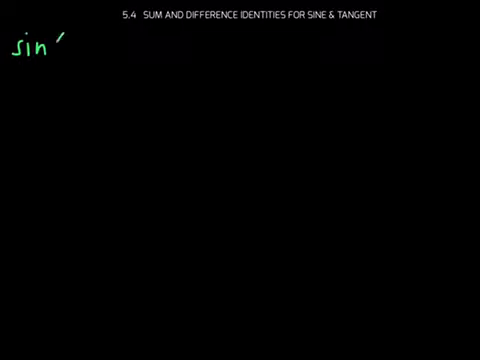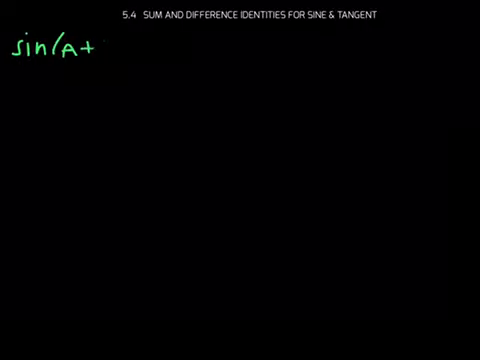Hey guys, welcome back. Chapter 5, Section 4: Sum and Difference Identities for Sine and Tangent. Let's find the sum and difference identities for sine first, and then we'll move to tangent next. All right, first, I want you to consider what is sine of a plus b. This will be the sum identity for sine.